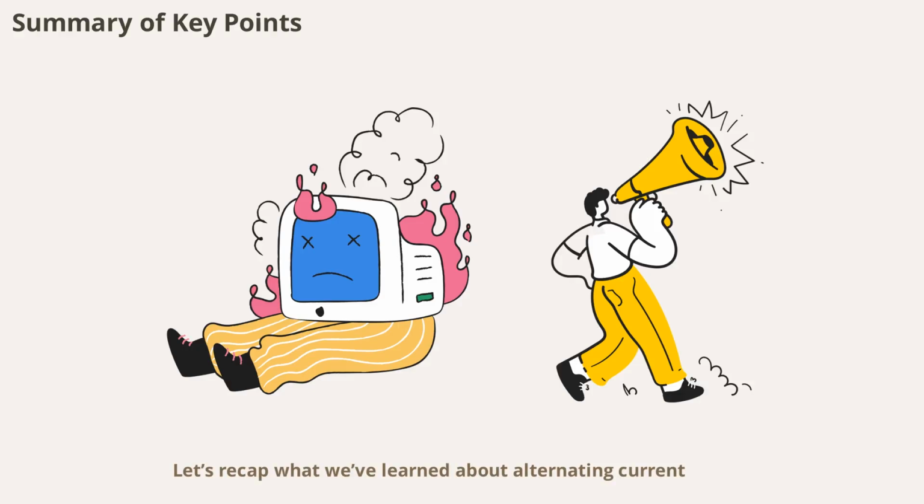Let's recap what we've learned about alternating current. We covered the definition and properties of AC, explored RMS and average values, phase differences, and the behavior of resistors, inductors, and capacitors in AC circuits. We discussed important concepts like reactance, impedance, resonance, power factor, and the principles of transformers and LC oscillations. We also looked at practical aspects, including transmission, safety, and applications. Mastering these concepts is essential for anyone studying or working with electricity.